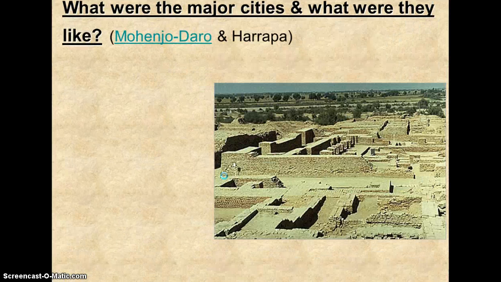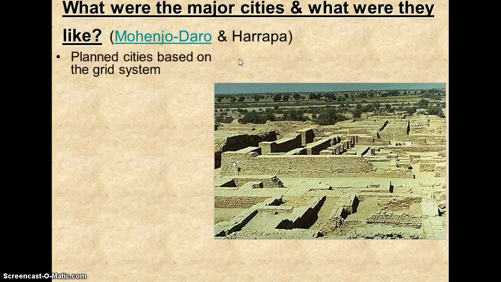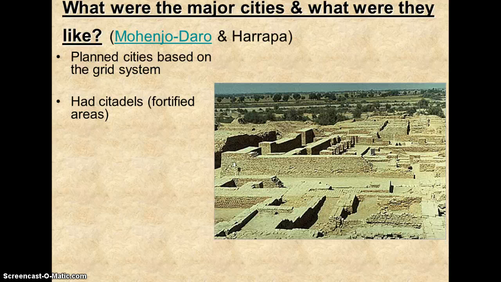I showed you that they're going to get rich from trading cotton to people. The two main cities that are going to produce this are Mohenjo-Daro and Harappa, so let's look at what they were like. They had a planned grid system like modern-day cities, like New York City is all squares. It's very easy to get around. They have citadels, so those are fortified areas to protect the city, like towers.